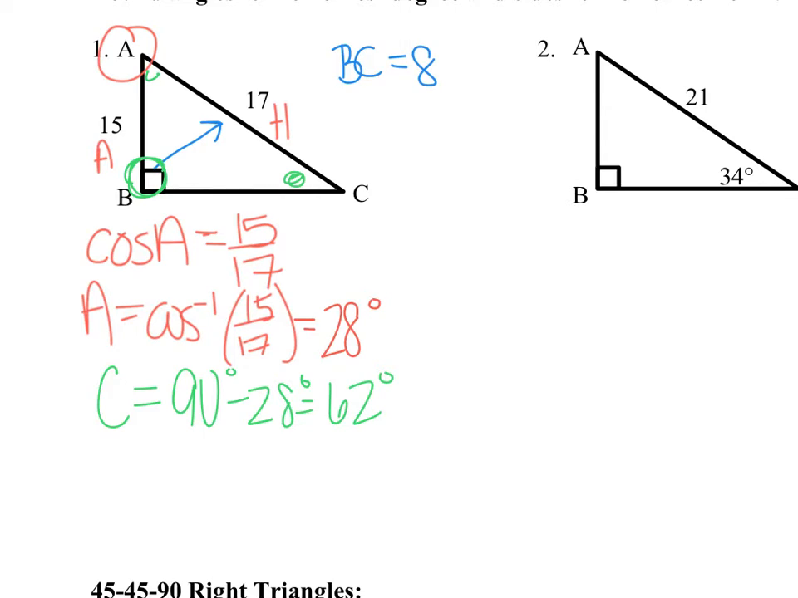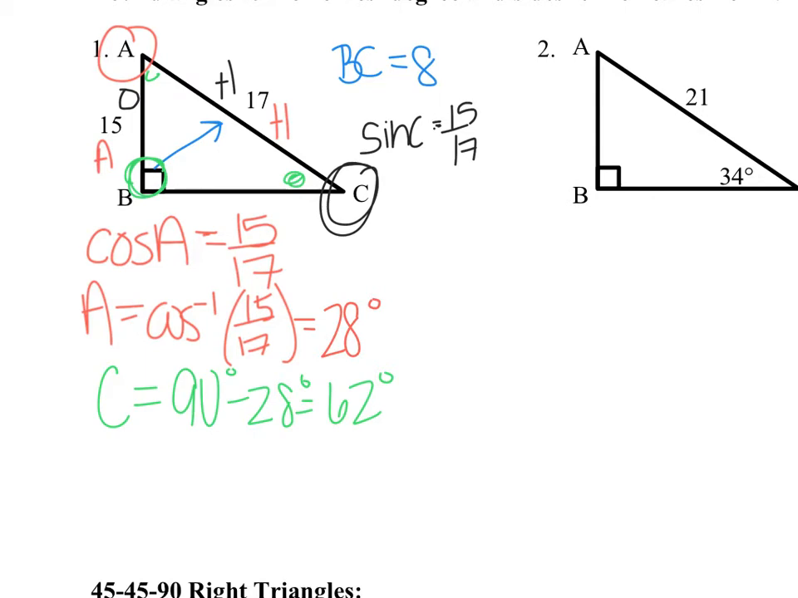Now I could have done this problem a little bit differently. I could have started with angle C. If I would have started with angle C, this side would have been opposite, and this side still would have been the hypotenuse. So I would have done sine this time, sine of C equals 15 over 17. Okay, and you go through it and you still get the same answer. So it doesn't matter which angle you start with first. Just make sure that your ratio is correct for that angle.